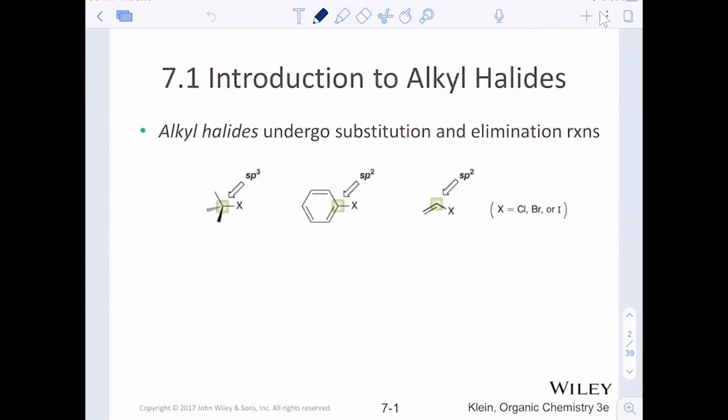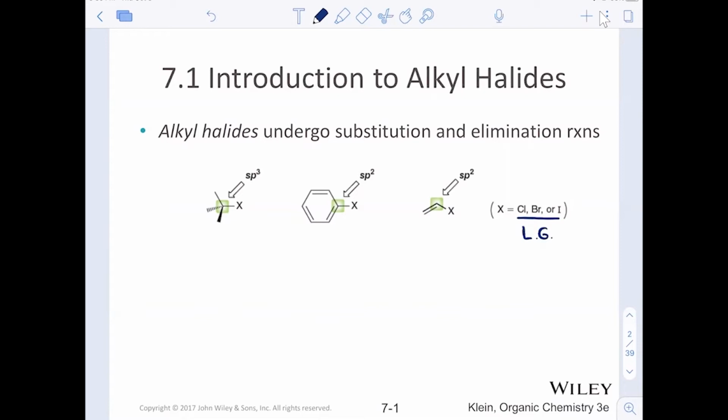Let's get started. As an introduction to just what an alkyl halide functional group is, if we remember from previous chapters, an alkyl halide is a carbon attached to a halogen. For our case, that halogen will be chlorine, bromine, or iodine. Fluorine is not great at these reactions because the halogen will be our leaving group in all of these reactions. Fluorine is not a good leaving group.